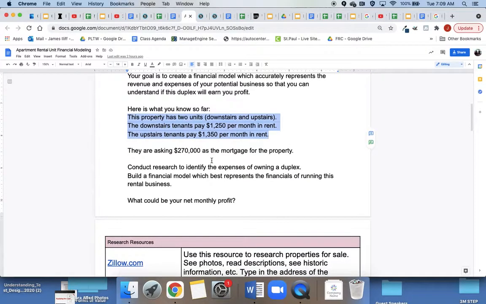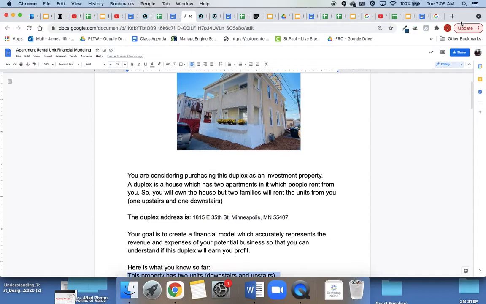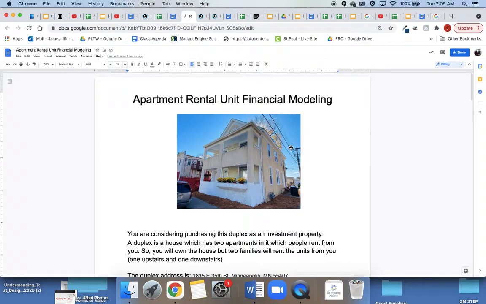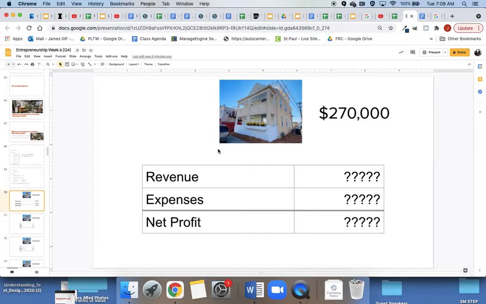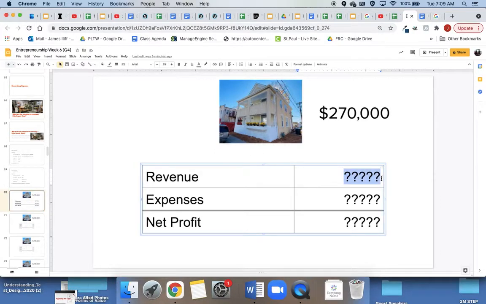All right. Well, we've got to start thinking about the expenses, because maybe the expenses are more than $2,600 a month. And if your expenses are higher than your revenue, you're not going to make profit. You're going to be losing money every month. So the question, we just figured this out. Again, I just added the two rents together to get my revenue of $2,600. But what about expenses? What are all the expenses of running a property like this? I don't know. And I don't think you know either.